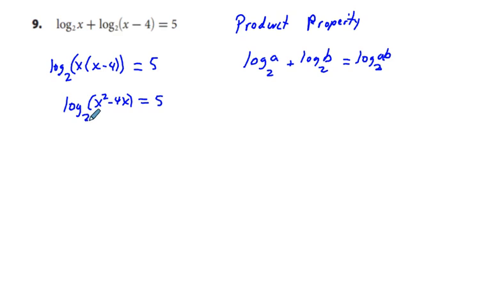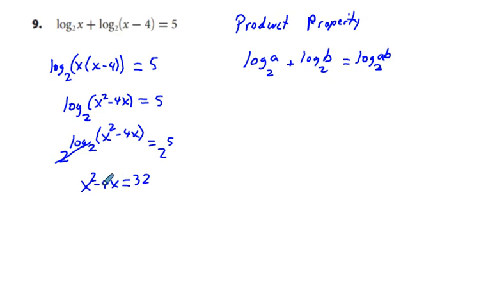Now, we're going to use the same principle we did in problem 7, where we take 2 to the power of log base 2 of x squared minus 4x equals 2 to the power of 5. So we took 2 to the power of each side. On the left side, 2 to the power of log base 2 will cancel each other. So what we're left with on the left side is x squared minus 4x. On the right side, we have 2 to the 5th power, which is 32.